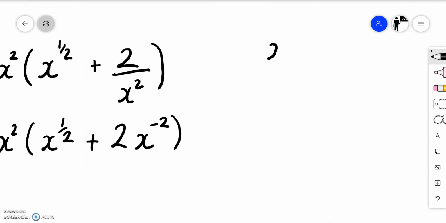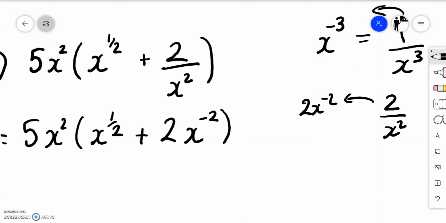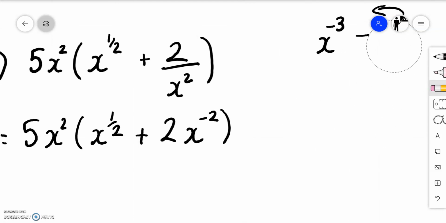Remember, we've got this rule, or this fact that we can use. If we've got x to the negative 3, that's the same as 1 over x cubed. So here we're wanting to kind of work backwards. So we've got 2 over x squared. Well, that's the same as 2x to the negative 2. Okay, so if ever we've got any fractions, we need to get those written as negative powers first.